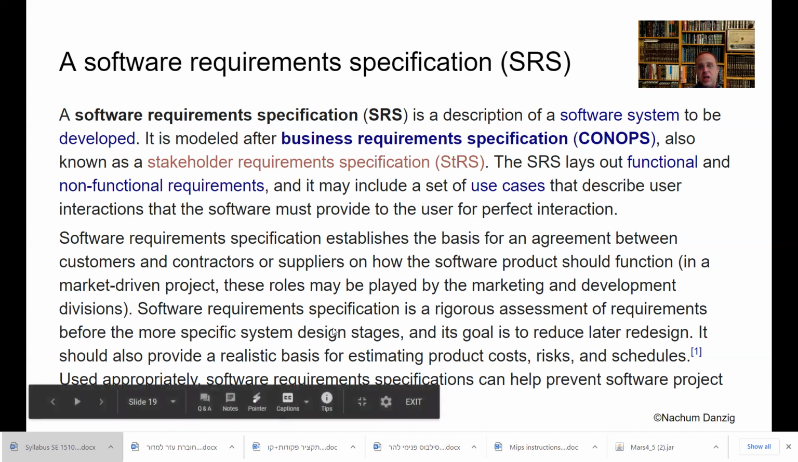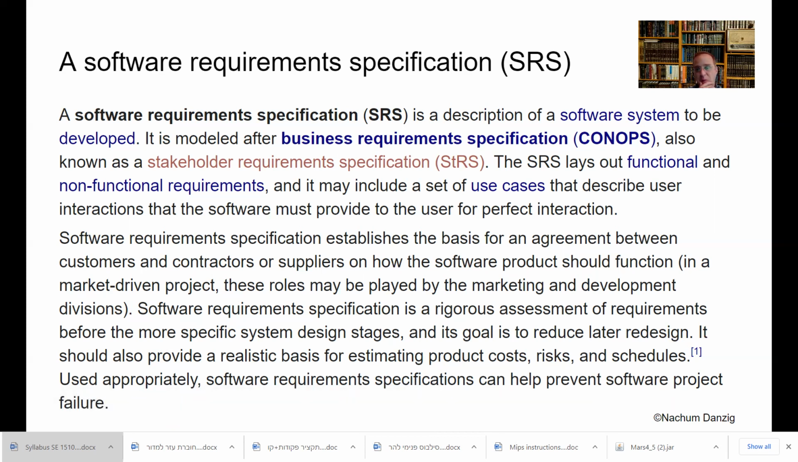Software requirements specification is a rigorous assessment of requirements before the more specific system design stage, and its goal is to reduce later redesign. Right? We don't want to do redesign. We don't want to have to rewrite what we did, or redesign is even worse, changing the whole method of how we did it. It should also provide a realistic basis for estimating product costs, risk, and schedules. Used appropriately, software requirement specifications can help prevent software project failure.